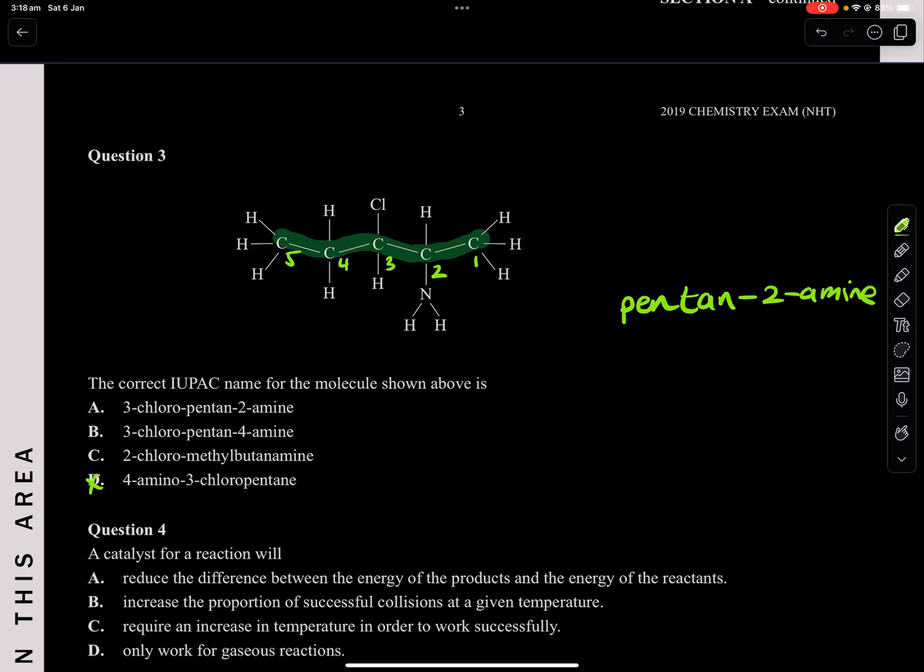Not pent. So this one's butane, no. It can only be A. And let's check if that's true. Yes, at 3, it does have a chloro. So beautiful. That is your possible answer for 3A.